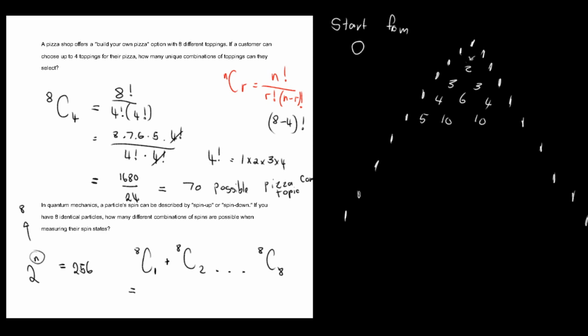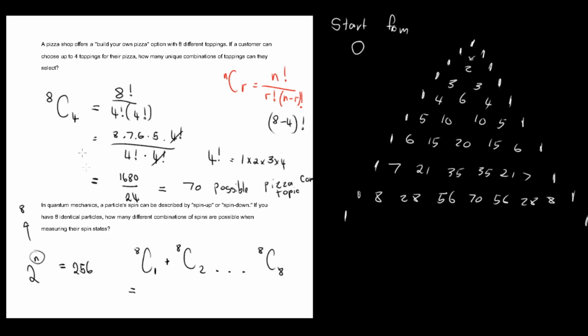Then we have 5, 10, 10, 5. Then we have 6, 15, 20, 15, 6, then we have 7, 21, 35, 35 again, 21, 7, and then we have 8, 28, 56, 70, 56, 28, and 8.